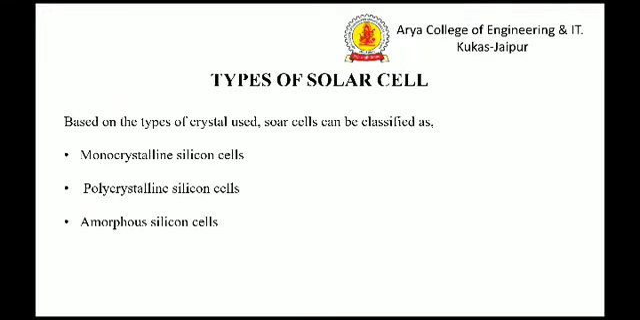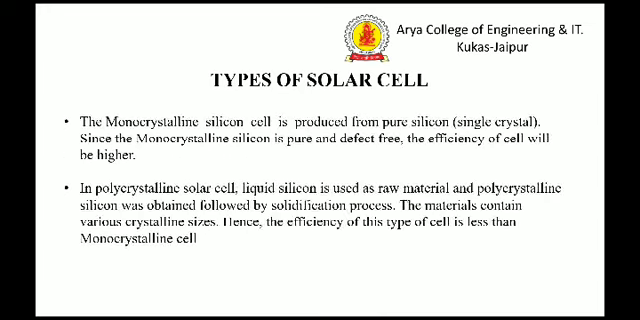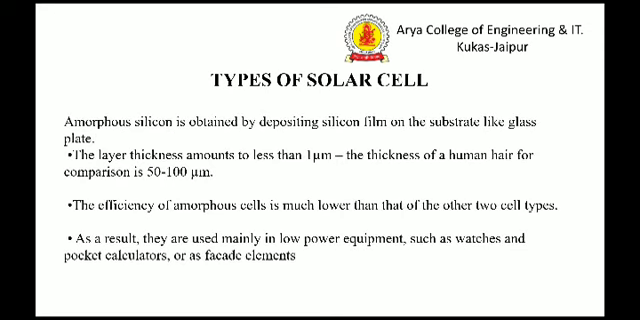Now, the different types of solar cell: monocrystalline silicon cell, polycrystalline silicon cell and amorphous silicon cell. The monocrystalline silicon cell is produced from pure silicon. Since the monocrystalline silicon is pure and defect free, the efficiency of the cell will be higher. In polycrystalline solar cells, liquid silicon is used as raw material and polycrystalline silicon is obtained by a solidification process. The material contains various crystalline sizes. Hence, the efficiency of this type of cell is less than the monocrystalline cell.